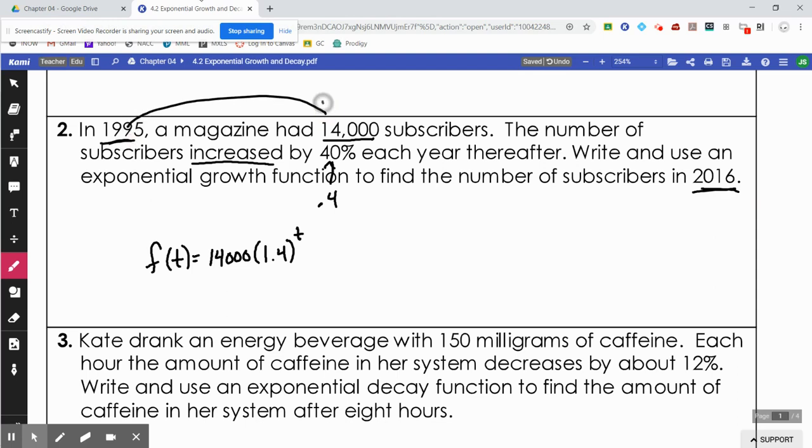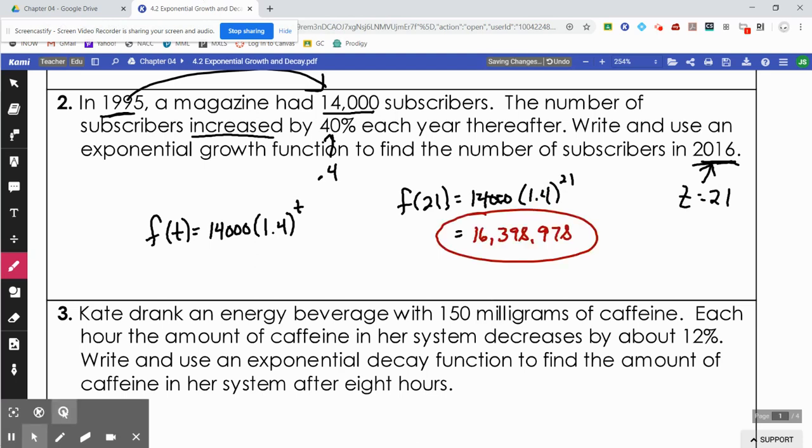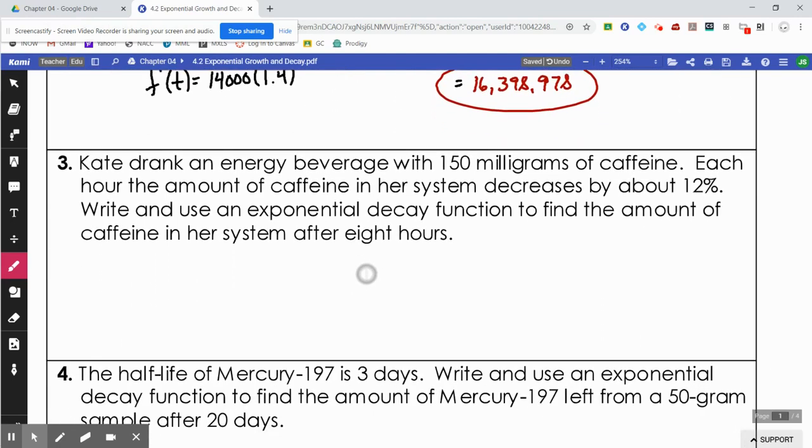Write and use an exponential growth function to find the number of subscribers in 2016. So 95 was this. 2016, that would be t equals, we're going to have to subtract those two values. That'd be 21. That'd be the 21st year. So we're looking for what is F of 21. That'd be 14,000 times 1.4 raised to the 21st power. And that's going to be about 16,398,978 subscribers, and that would be a good bit of subscribers there. That would be rounded to the nearest whole subscriber.